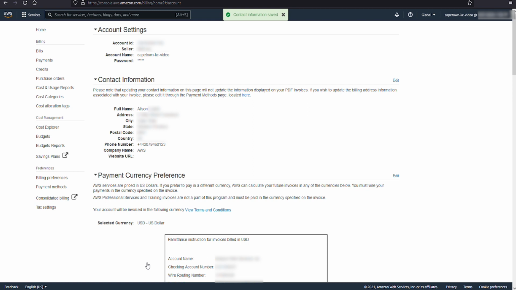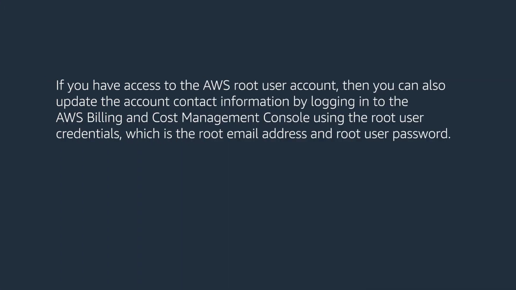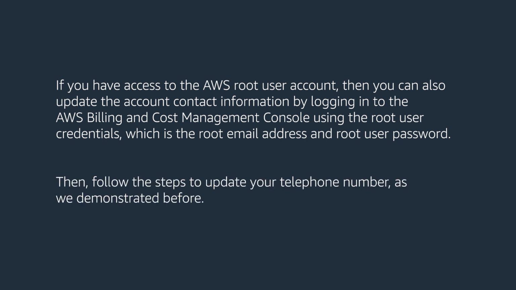If you have access to the AWS root user account, then you can also update the account contact information by logging in to the AWS Billing and Cost Management console using the root user credentials, which is the root user email address and the root user password. Then follow the steps to update your telephone number as we demonstrated before.